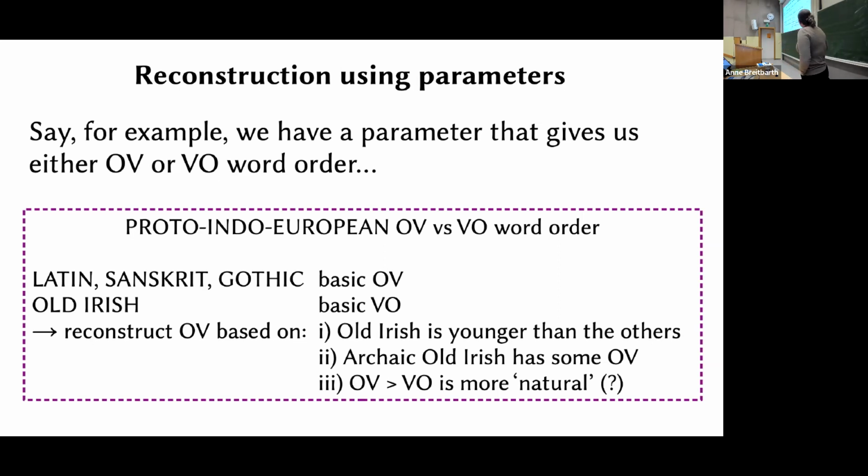We can also look at earlier stages of Old Irish, and it turns out that actually not all of Old Irish is verb, object. There is quite a lot of OV word orders there as well. So that can also give us a clue. Maybe we need to dig a little deeper in all of these languages. And then another point is that we can think about cross-linguistically, typologically, what is more likely to happen, to change from OV to VO or to change from VO to OV.